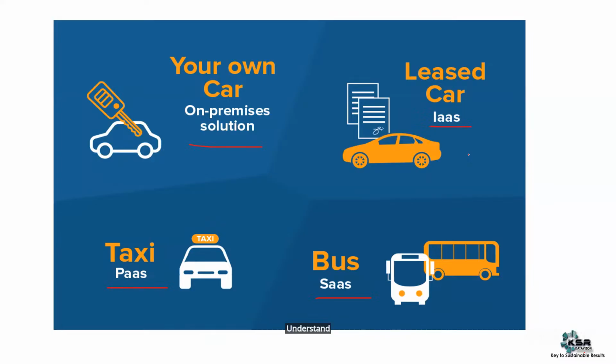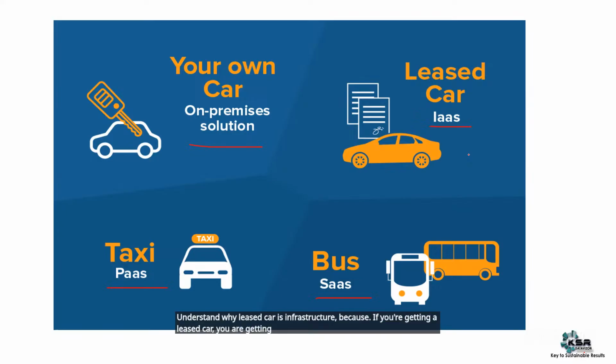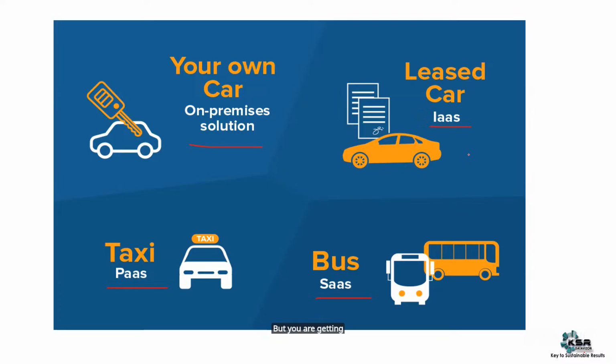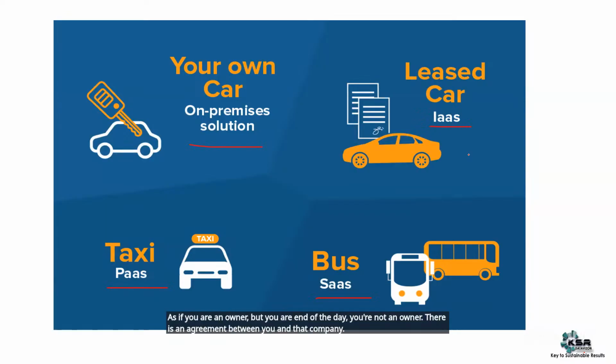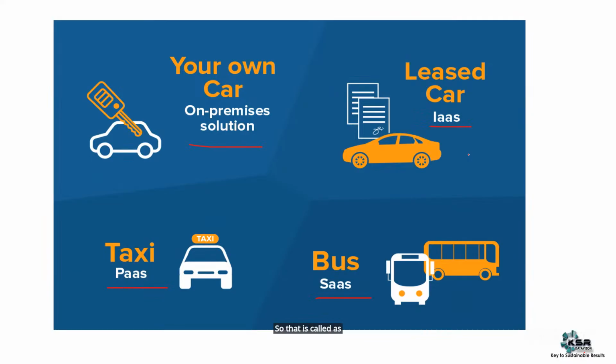Understand why a leased car is infrastructure: because you are getting a complete car, and you can manage that car. You are not the owner. At the end of the day, you have to submit it back to the website or company from where you leased it. But you are getting the complete infrastructure of that car, as if you are the owner, though you are not. There is an agreement between you and the company leasing the car, but they give you complete infrastructure. That is called infrastructure as a service. You own everything, but you are not the owner. At the end of the day, you have to submit it back.